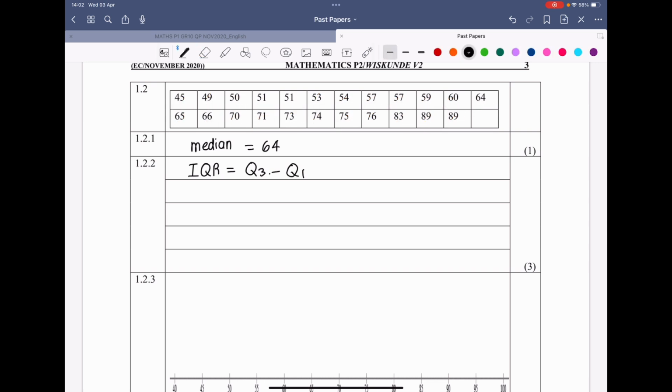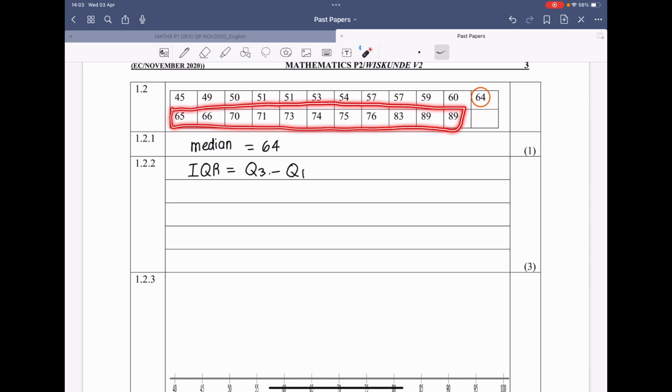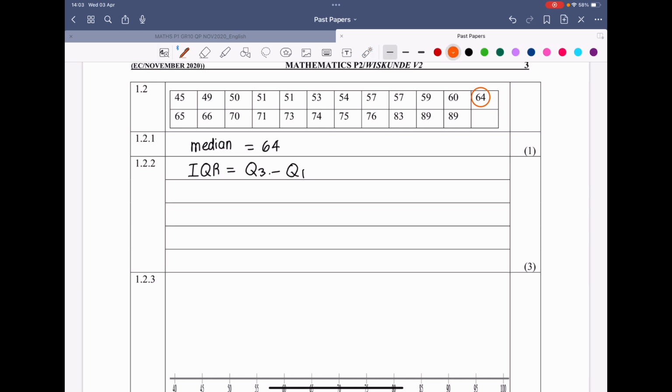And to find those, I go from my median, which is 64, and I'm finding the halfway point of the data. So I've already found that the halfway point of the whole data set is 64. So to find my upper quartile, which is Q3, I want to find the halfway point in between the upper half of all the data. So I'm only going to look at these numbers. And then when I want to find Q1, the lower quartile, I'm going to only use the lower half of the data, and I'm going to find the halfway point in between those.